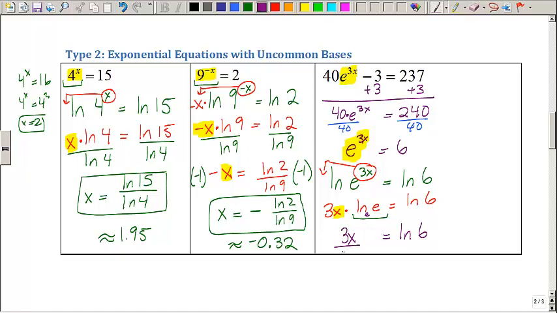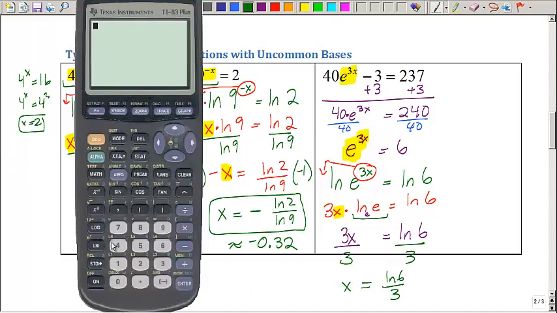Finally, to solve this, I'm going to divide both sides by 3 to solve for x, and my answer is x equals ln 6 over 3. To get the decimal approximation, I'm going to type in ln 6, close my parentheses, and divide by 3. And it looks like my decimal approximation is 0.60.